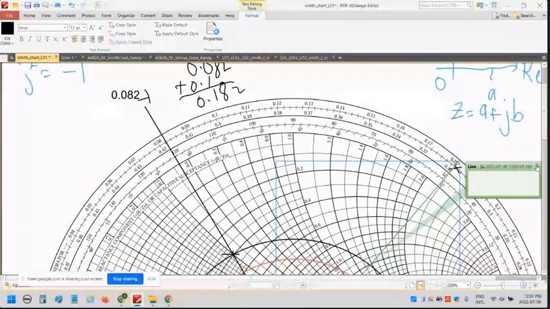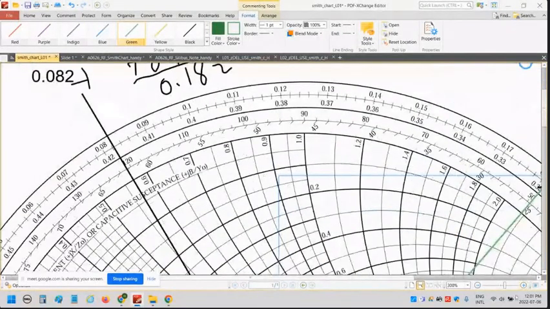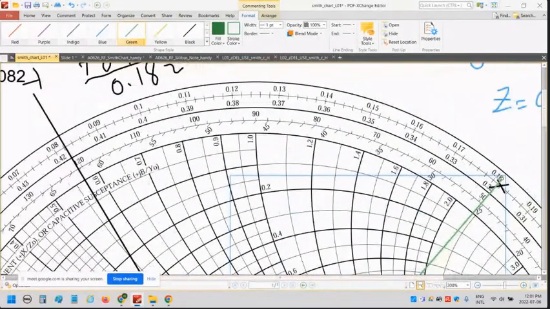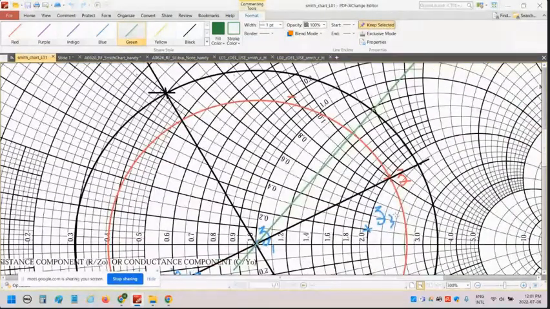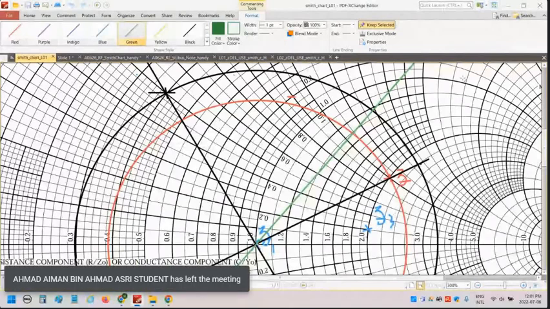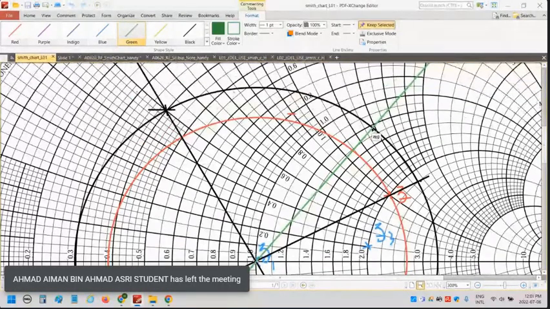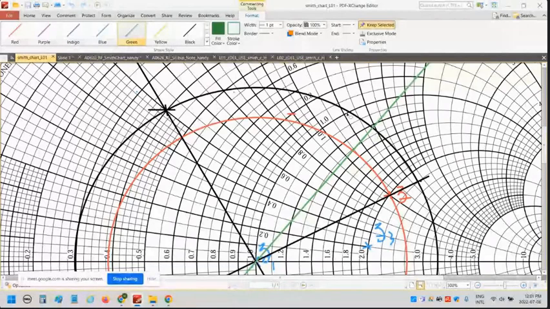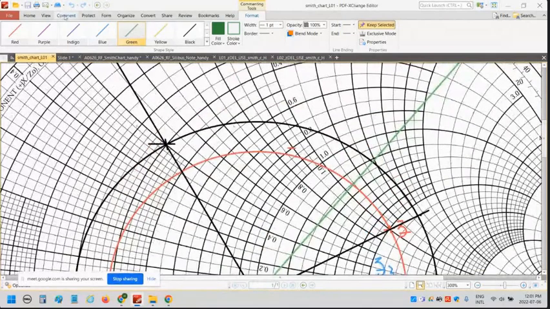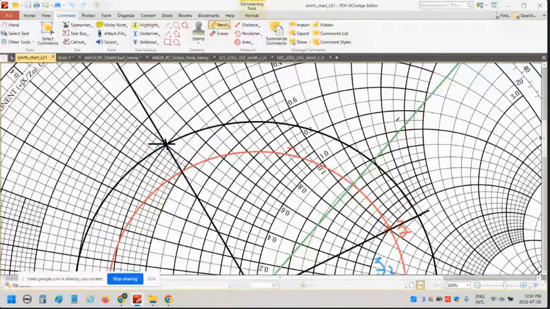And then I zoom in, so it must exactly touch 0.182. So I want to find out where the cross section point is, from this circle and also this green line. So I got this one.